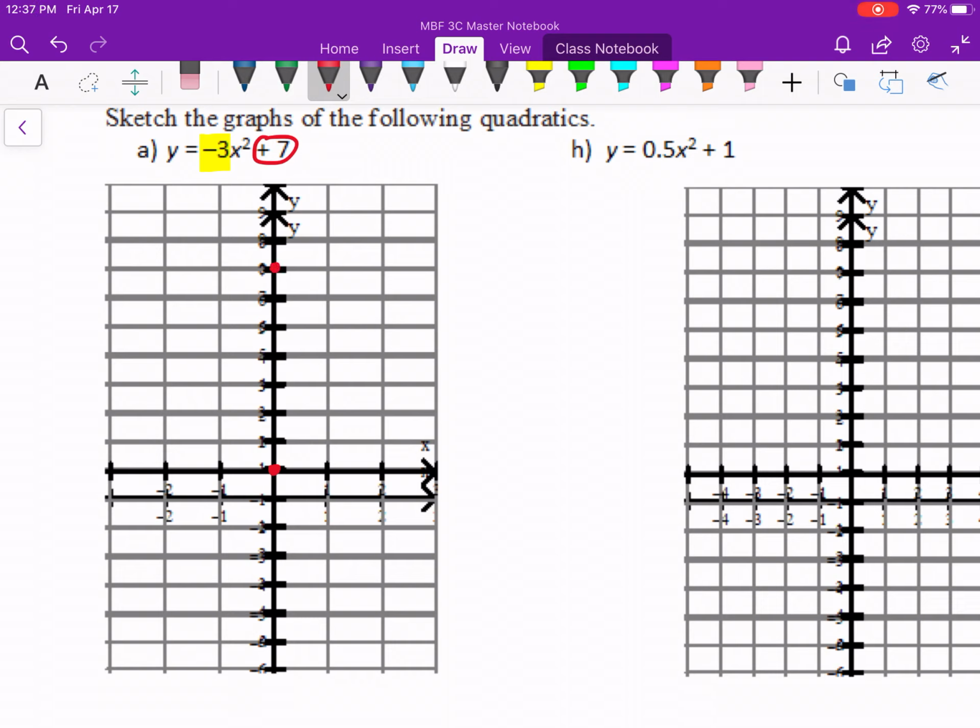So here's my vertex. And then from this vertex here that I just found by moving everything up 7, now looking at the a value, I know my parabola is going to open downward, so it's going to sort of go this way, right? I'm going to erase that again, but that negative sign here is going to make it go downwards, all right? So I know that that's what I can expect.